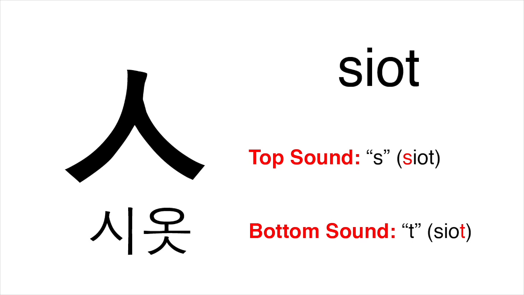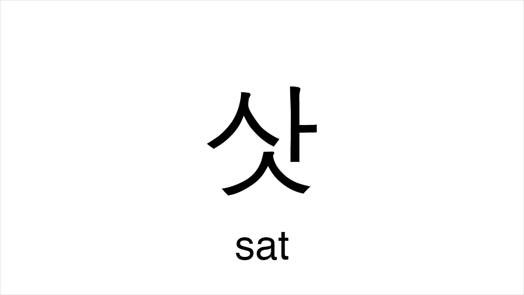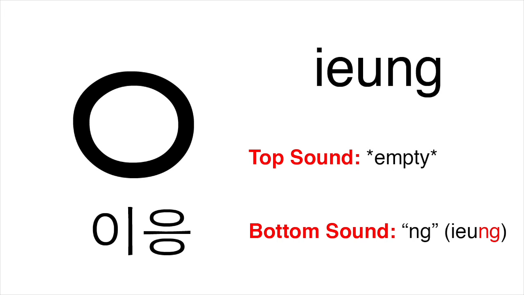The seventh consonant is Siot, which has a S sound for top and a T sound for bottom. So this letter would sound like Sat. This is one of those cases where top and bottom sound different. Remember that. The eighth consonant is Ieung.